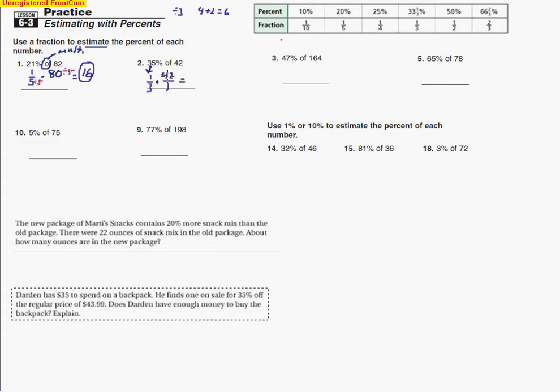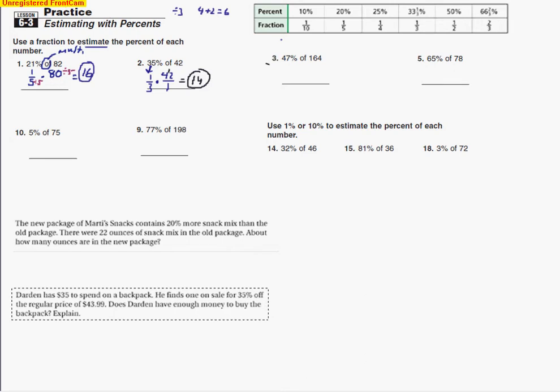3 goes into 4 one time. Okay, we got that. How much is left over? 1 left over. So think of this as like 12 now. 3 into 12 goes 4 times. There it is, 14. See, it's just an approximation. You don't have to use a calculator. Do a lot of the work in your head. Let's take a look at the next one here.